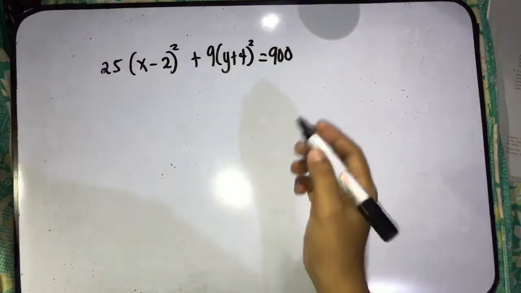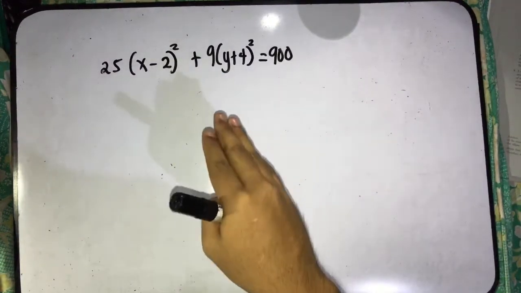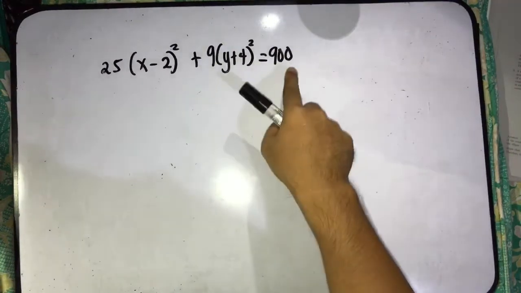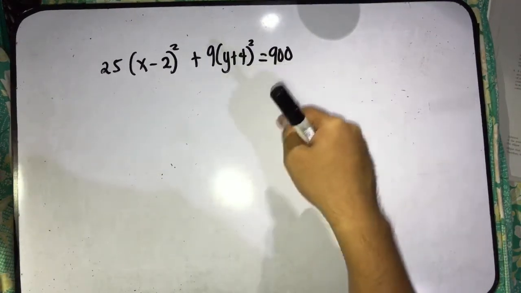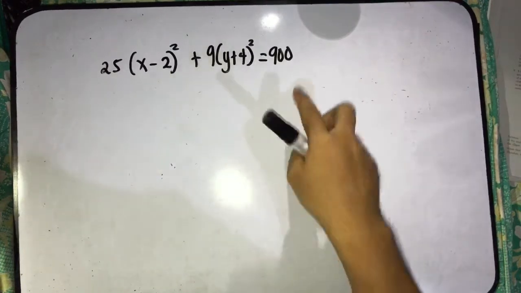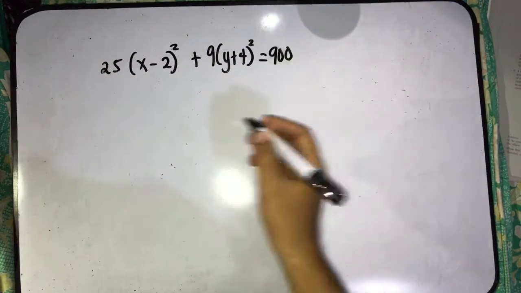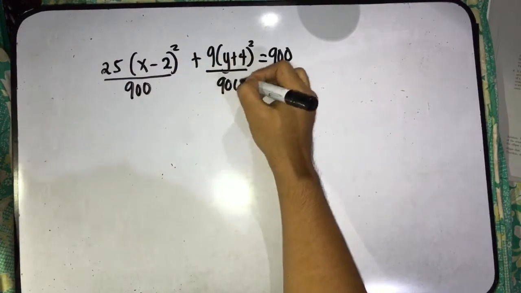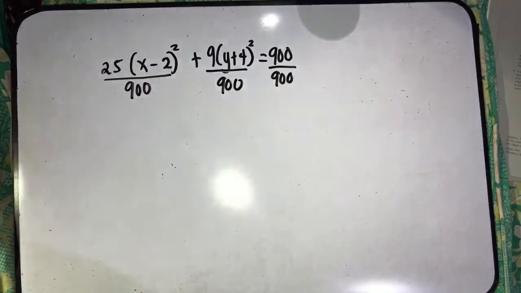So, if we're given this example, all we need to do is to know that the right side of the equation should always be equal to 1. And in that case, this is 900. So, if this is 900, we need to divide both sides by 900 in order for the right side to become 1. So, divide by 900, divide by 900, divide by 900. Okay, so let us simplify.